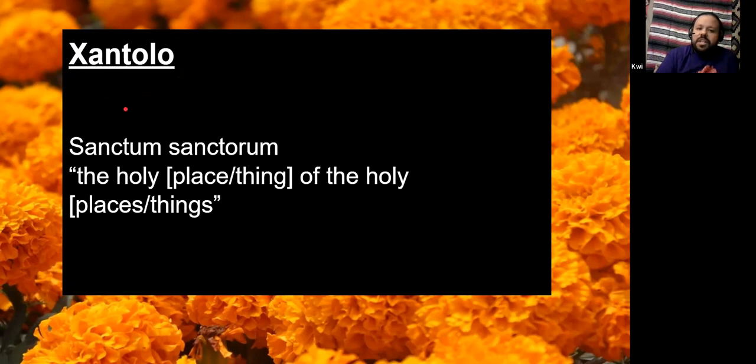The name of the documentary is Shantolo, right? So this is from Sanctum, Sanctorum, which is Latin and means the holy places or things. So it's kind of also referring to Saint's Day. I'm not sure exactly how you pronounce it in Latin, but Shantolo comes from this word right here. So that's the Nahuatlized version, which is also a name for Day of the Dead in Nahuatl.